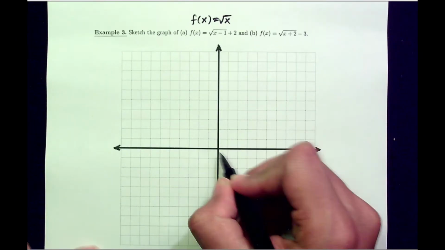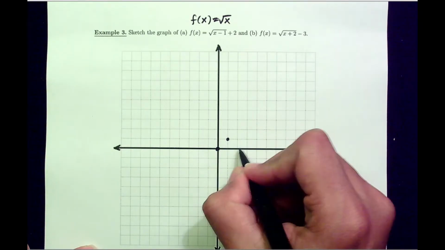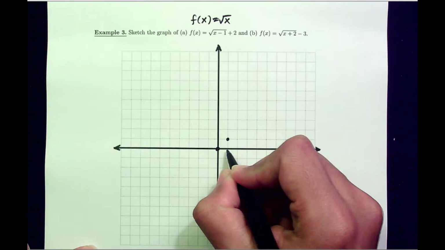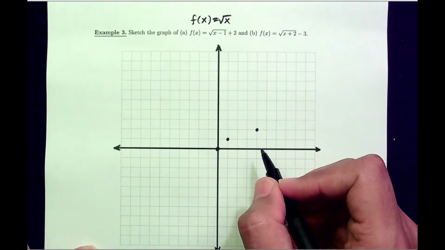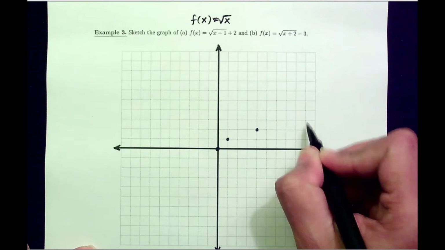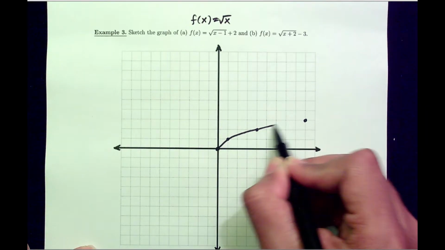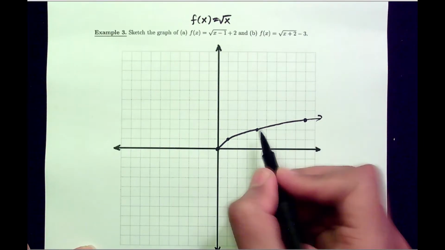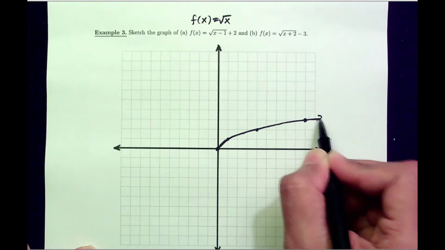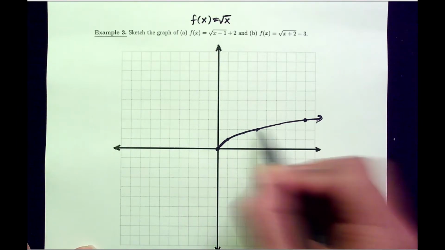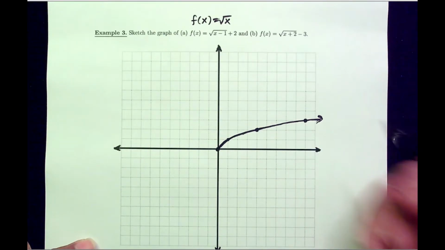Okay, so at 0, the square root of 0 is 0, at 1, the square root of 1 is 1, at 4, 1, 2, 3, 4, the square root of 4 is 2, and then the square root of 9 is 3. So this is 9, and this is 3. Okay, so I'm going to connect those, curvy. Okay, more or less. Not too bad. All right, so that's the graph of the square root function. That's a sketch.